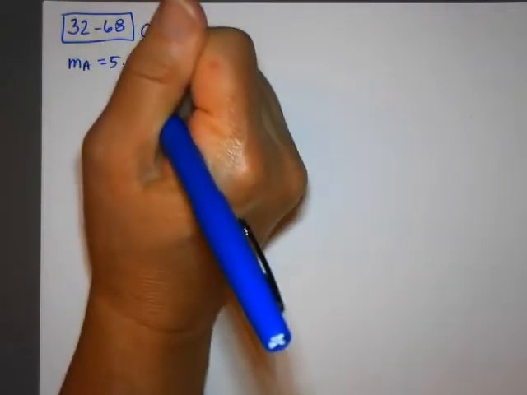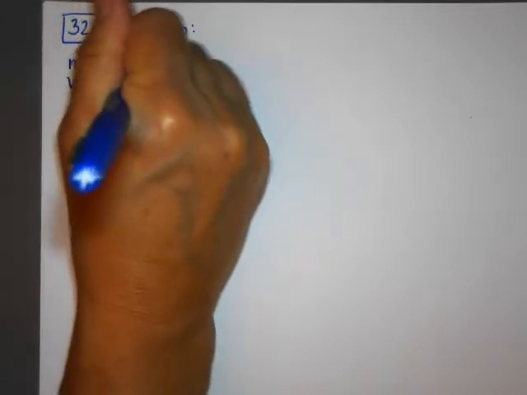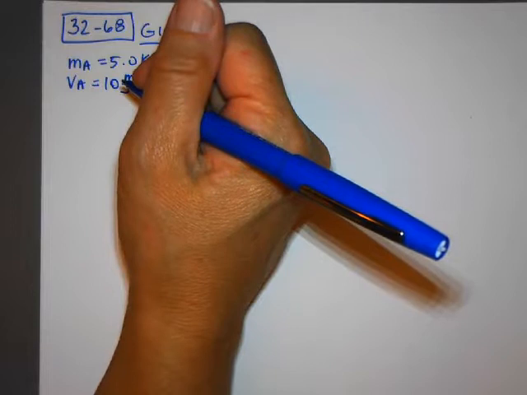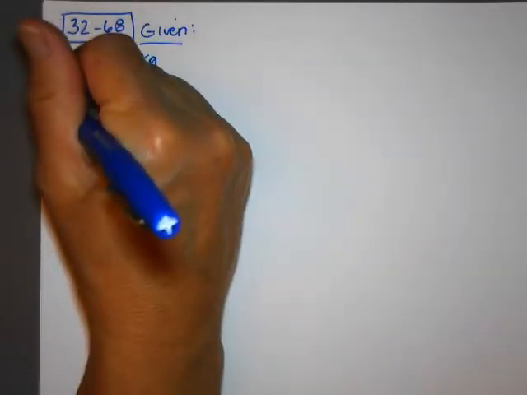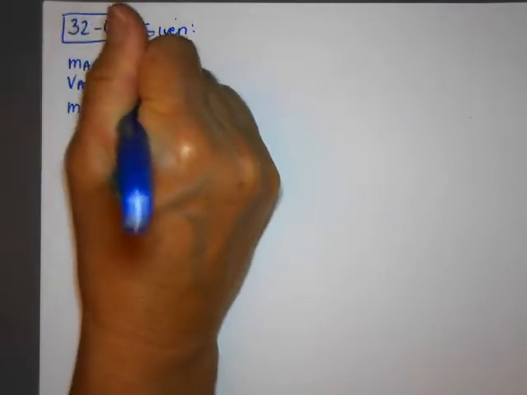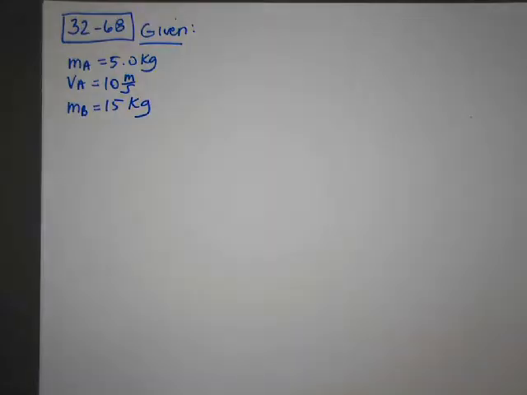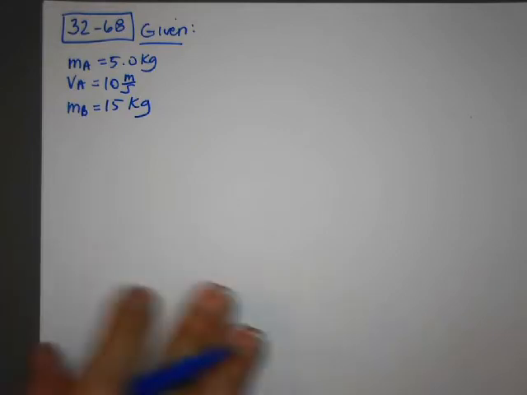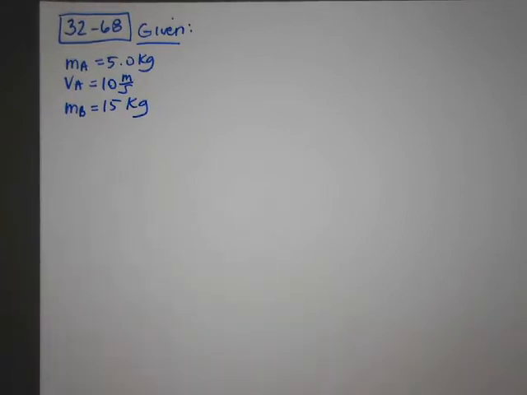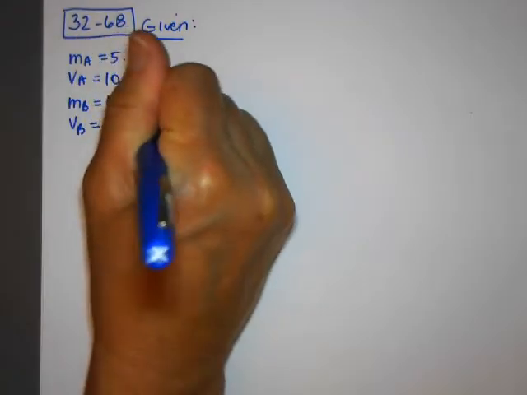So it says a 5 kilogram mass, so since that's the first one I read, I'll call that MA, is moving at 10 meters per second, collides perfectly inelastically with a stationary 15 kilogram mass. Determine the magnitude of the system's velocity after the collision. So VB is 0 because it's stationary.